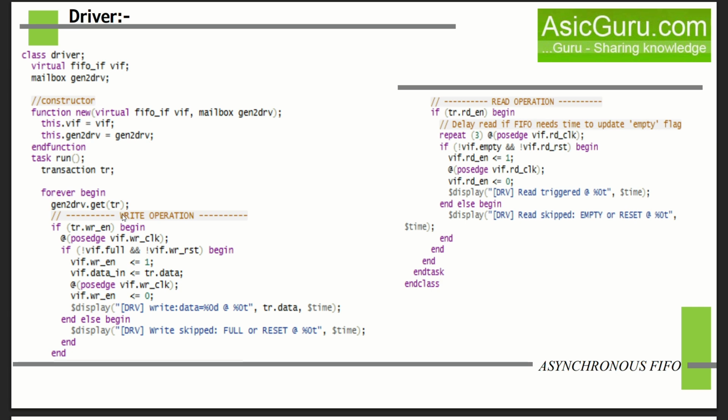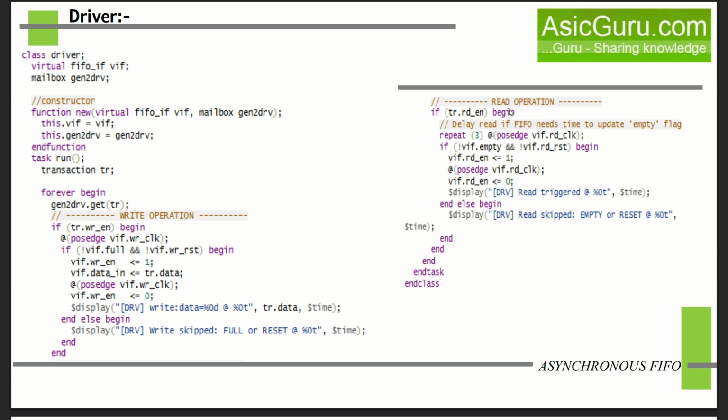Now there are two operations, write operation and read operation. For the write operation, if write enable is 1, then it will check if FIFO is not full and FIFO is not at write reset, then it will make the write enable as 1 and data in as transaction.data. It will simply pass the data from the transaction to the interface. Now at the next passage of clock, it will make the write enable as 0 and display the statement.